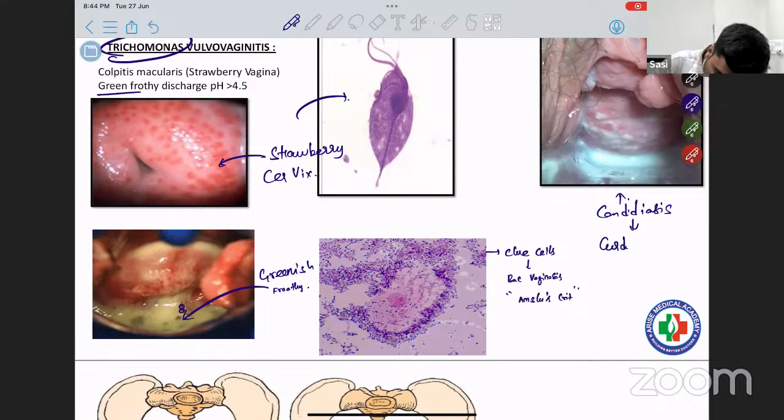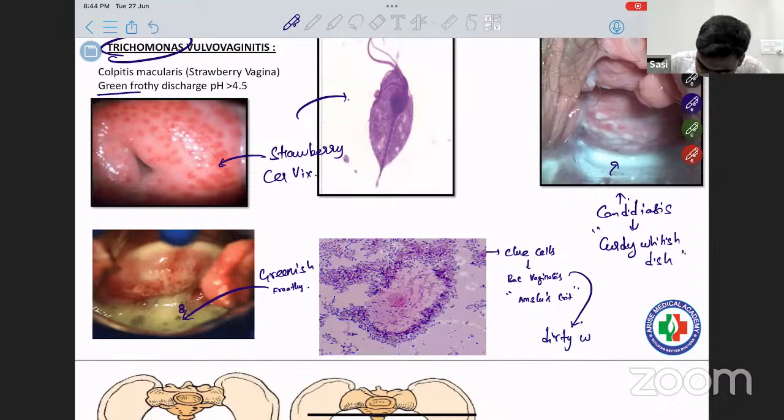You can see the discharge like a curd, whitish discharge. Whereas in the case of bacterial vaginosis, you will see this dirty whitish discharge. Fine. Yeah, you're getting it correct. That's correct. That's awesome. Just keep going.